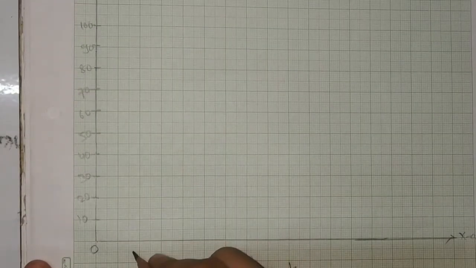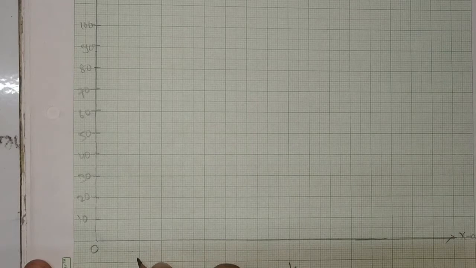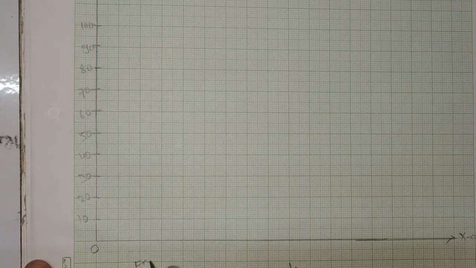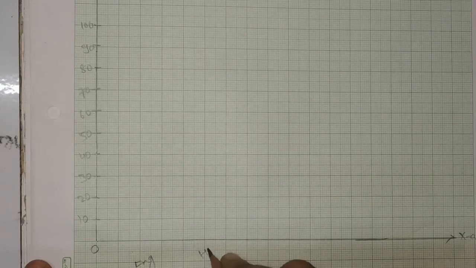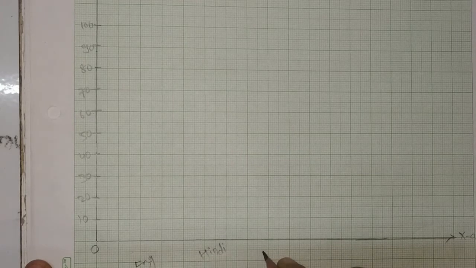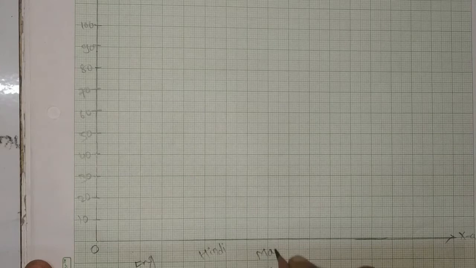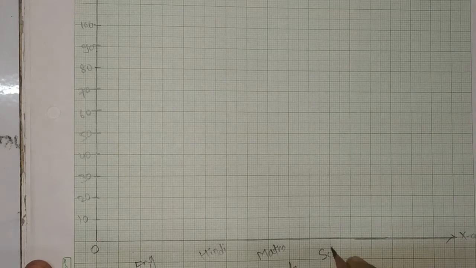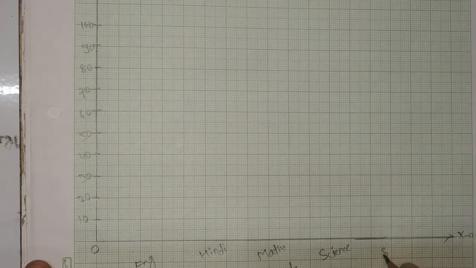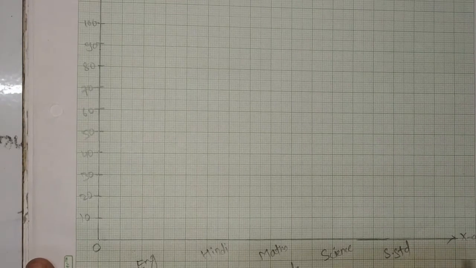So here this is going to be English. After leaving one space, we are going to write Hindi. Then it is going to be Maths. Then we are going to have the Science subject. And last, SST, that is Social Study.